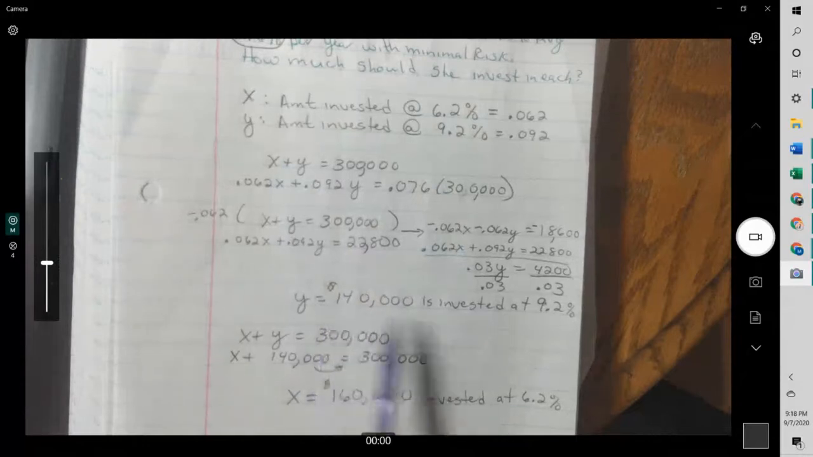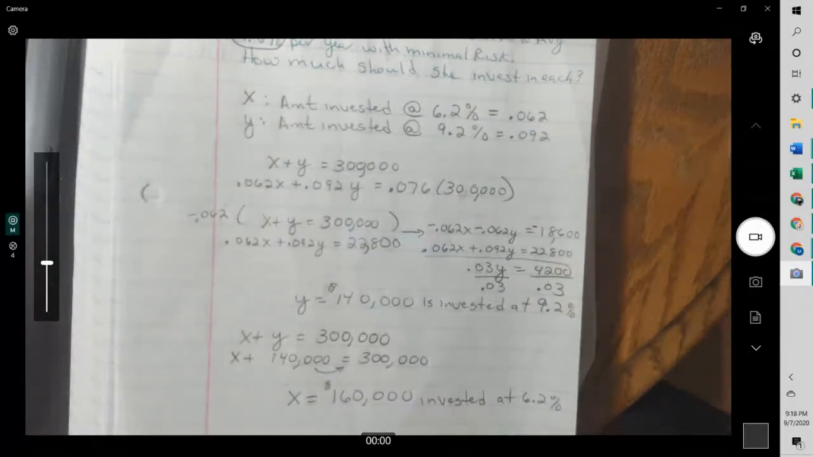So if she invests 140,000 in this one and 160 in this one, she should yield her 7.6% that she wants. Let's try another one.